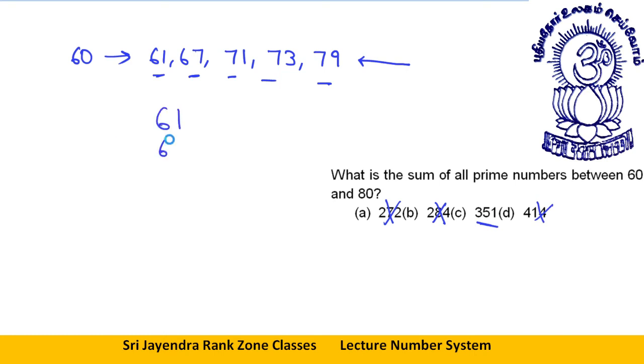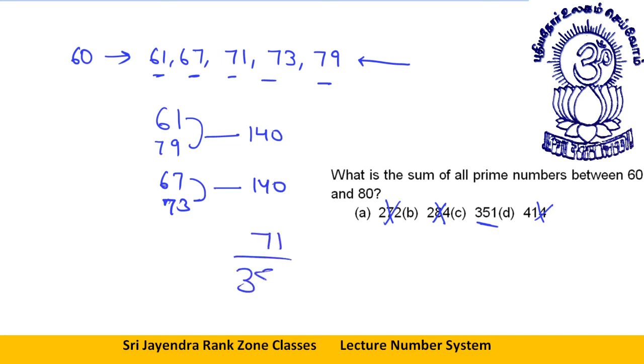61, 79. I have 67, 73. What is their sum? This 70, 70, 140. This is again 70, 70, 140. 140 plus 140, 280. 280 plus 71 will give me 351. Okay, so that way the sum is 351. Which is the option? This is option number C, and I'm sure it must be clear to all of you. Let's move to the next one.